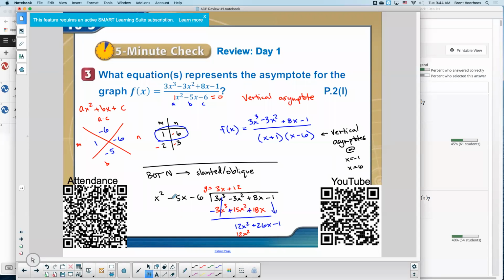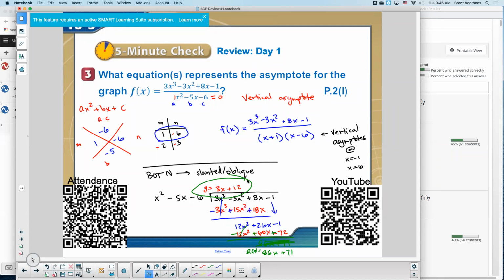So you could multiply that across if you wanted to. And you'd have 12x squared, that would be a negative 60x, and then this would be negative 72. And you would switch your signs. But this would just be the remainder. And you don't need the remainder for an asymptote. So that's why you don't have to do this part I'm doing here, but you would end up with 86x plus 71 as a remainder, which we called r of x earlier. You don't need a remainder here. This would be your slanted asymptote.